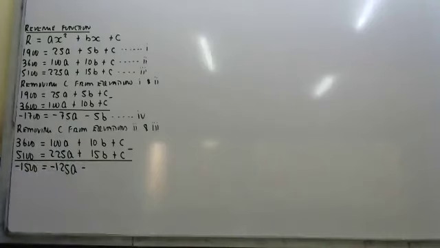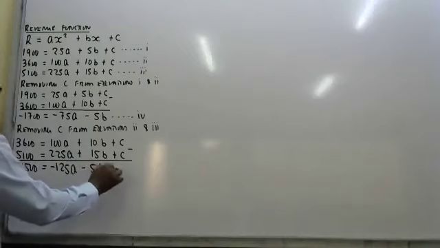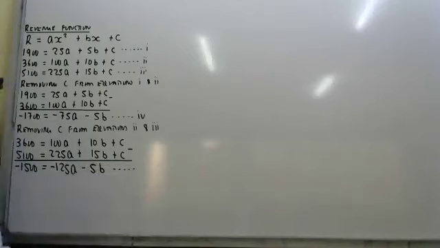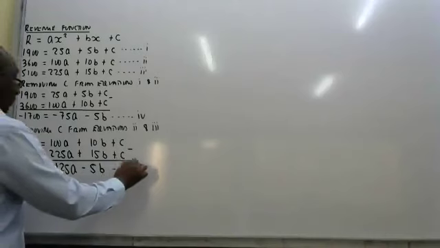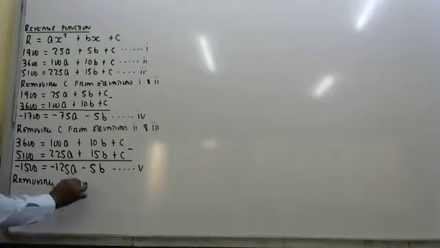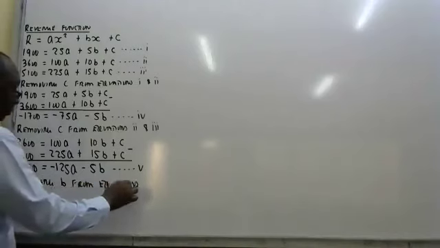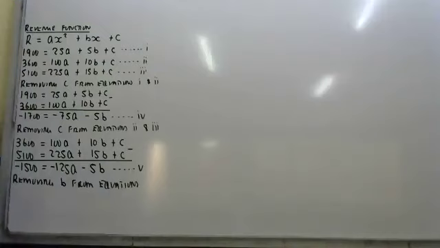10 minus 15 is what? Minus 5B. And this is equation number 5. Then we can proceed and say, removing B from equations 4 and 5.